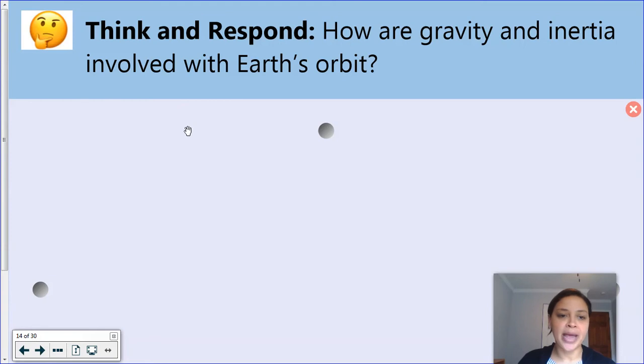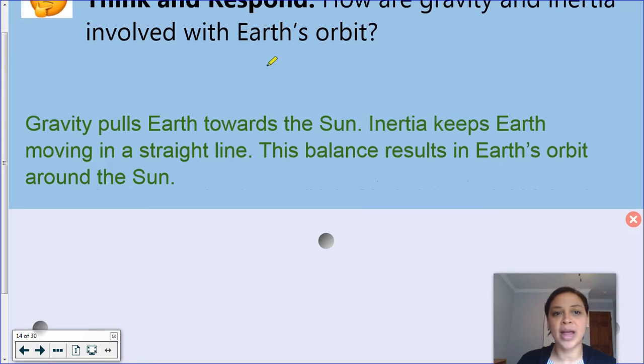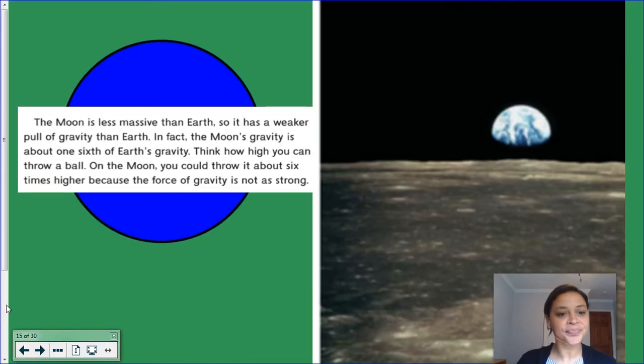Okay, I hope you were able to answer with some of these ideas. Gravity pulls Earth towards the sun. Inertia keeps Earth moving in a straight line. This balance results in Earth's orbit around the sun. So I hope we were able to conclude that from what you read today.